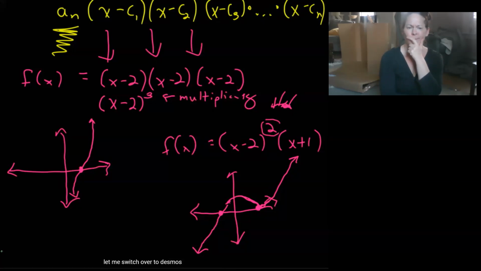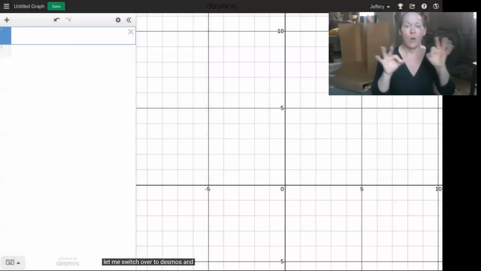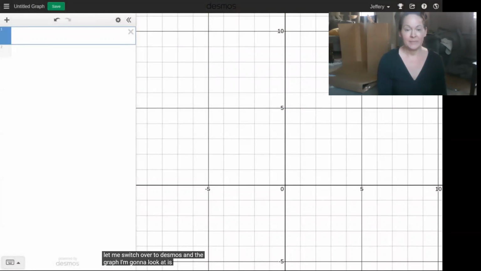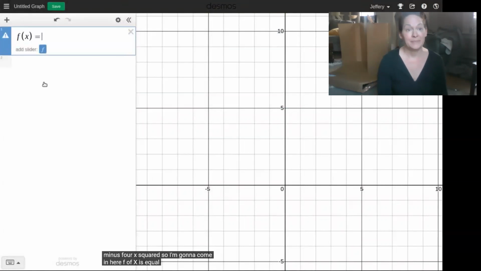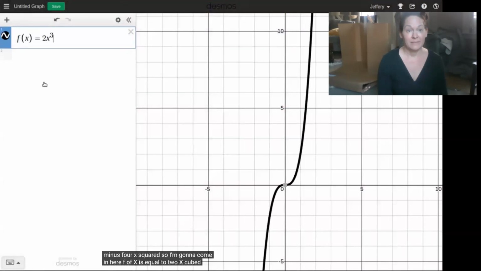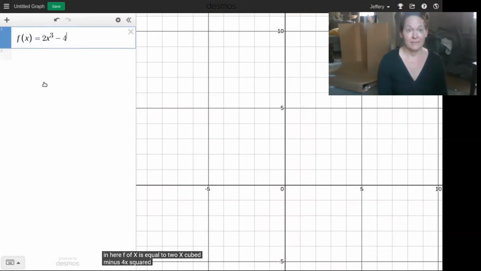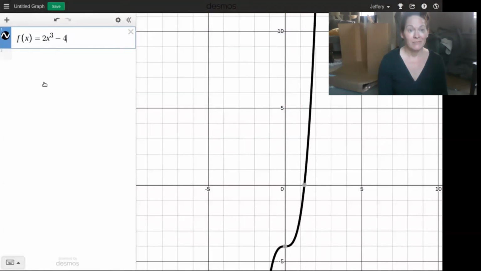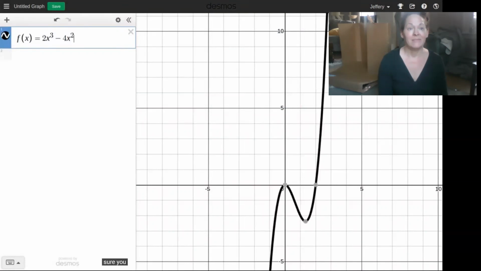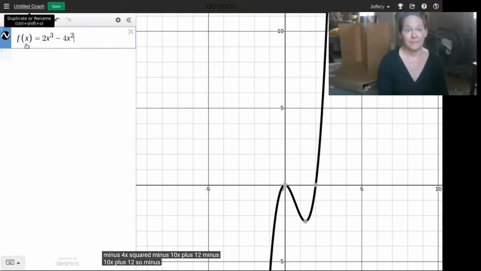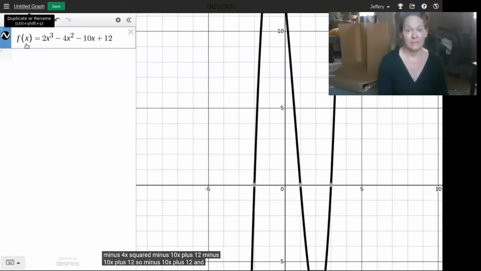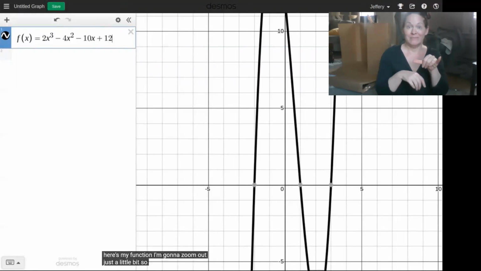So let me switch over to Desmos. And the graph I'm going to look at is 2x cubed minus 4x squared. So I'm going to come in here. f of x is equal to 2x cubed minus 4x squared, minus 10x plus 12. And here's my function. I'm going to zoom out just a little bit so I can see the turning points on this.